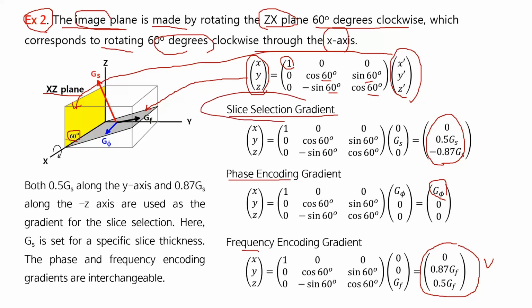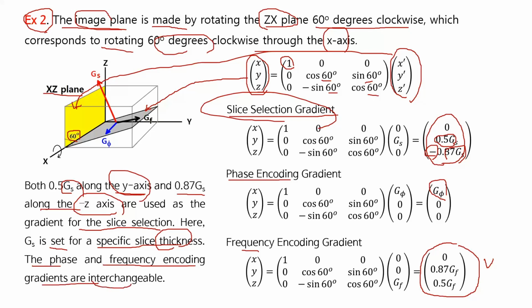For the slice selection gradient, 0.5 GS along the y-axis, and 0.87 GS along the minus z-axis are used as the gradient for the slice selection. Here, GS is set for a specific slice thickness.